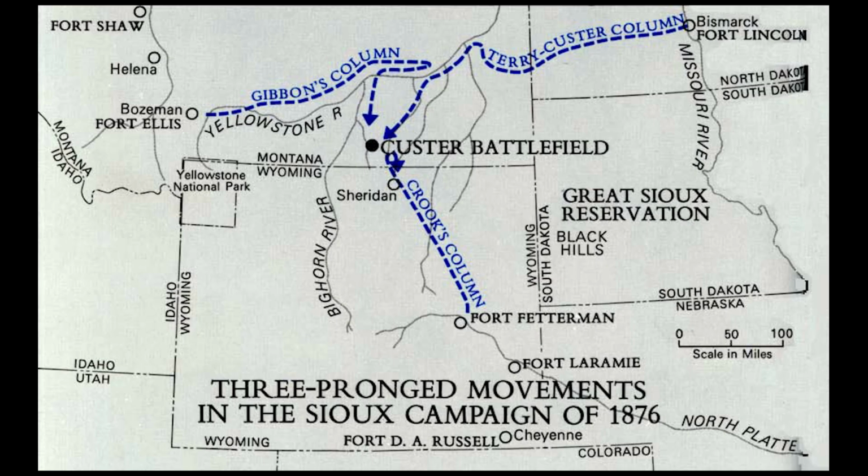The 1876 Sioux campaign was planned to force the Sioux and Cheyenne back to their reservations using a three-pronged approach. Colonel John Gibbon and his troops marched east from Fort Ellis in western Montana on March 30th. Brigadier General George Crook and his troops moved north from Fort Fetterman in Wyoming on May 29th. Brigadier General Alfred Terry and his men, including Custer, moved westward from Fort Abraham Lincoln on May 17th.